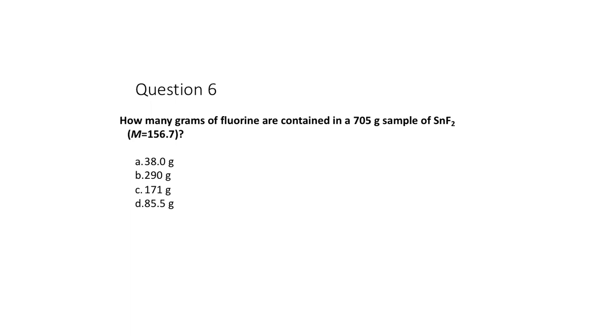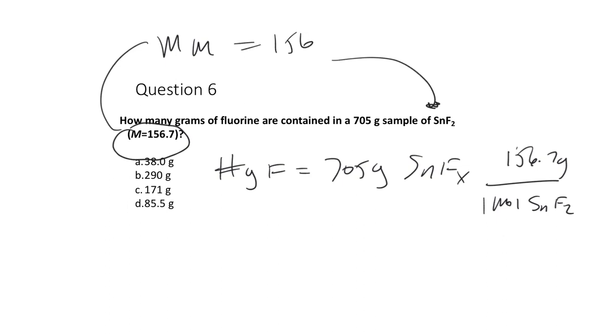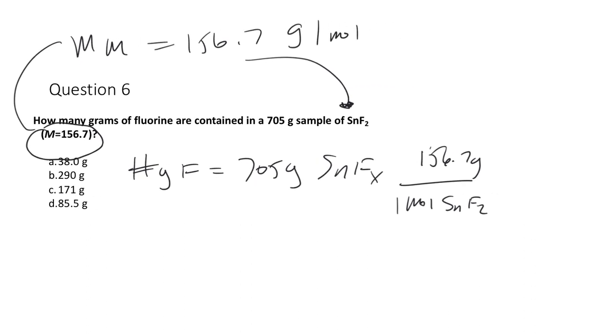How many grams of fluorine are contained in a 705 gram sample of SnF2? Number of grams of F. A few ways we can solve this. Let's do it this way. 705 grams of SnF2. For 1 mole of SnF2, that's 156.7 grams. That's what this information is meant to say: the molar mass of SnF2 is 156.7 grams per mole. So we're just using that grams per mole here.